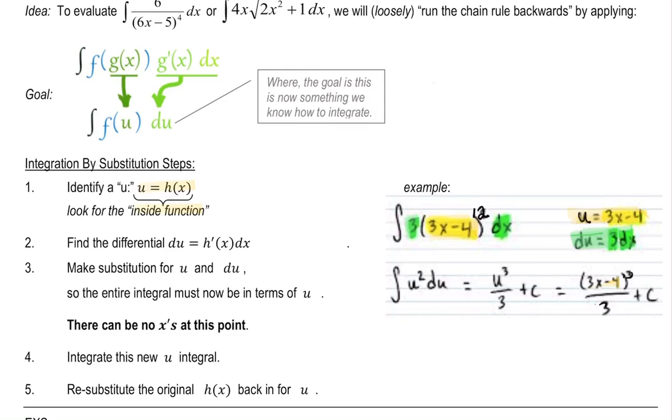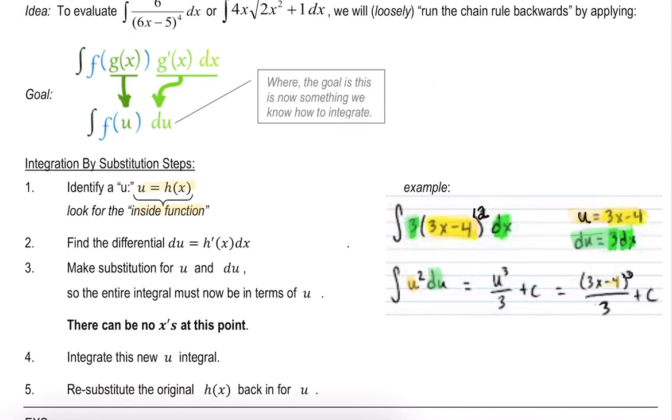And what we need is for the entire integral to be out of x's and dx's and into u's and du's. So on this one, as we notice, we would say, okay, that 3x minus 4 is now being replaced with my u, and the 3 and the dx together were replaced by the du. All right, that is now something that we can integrate.